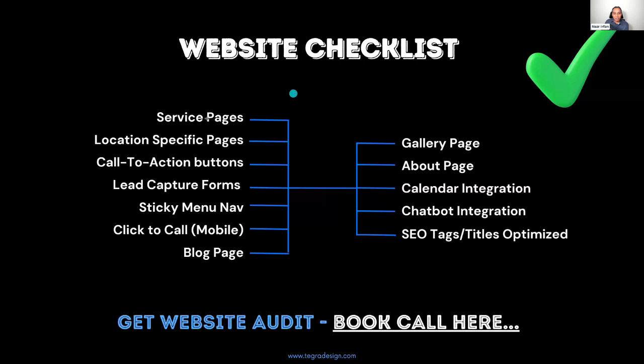So in a nutshell, this is the checklist, and you don't have to remember or memorize this. You will be able to get a recording of this session. So don't worry, you don't have to remember all this. So service pages, location specific pages, call to action buttons, which I just talked about, lead capture forms, sticky menu navigation. For the mobile screen, click to call, so they can call directly from the website without even having to go to your Google business profile.